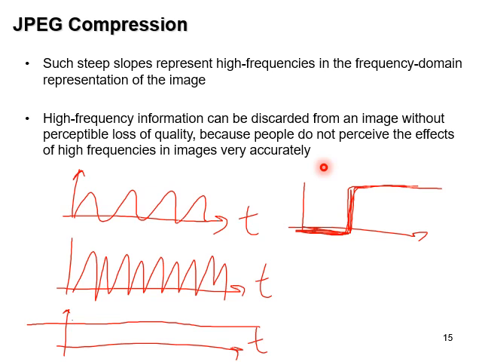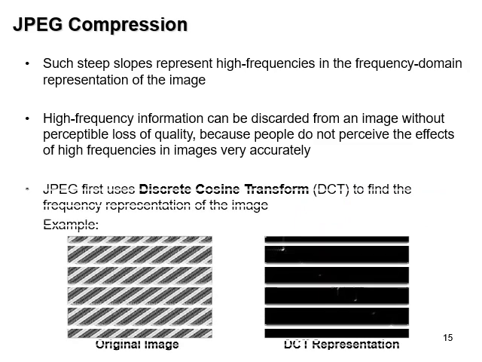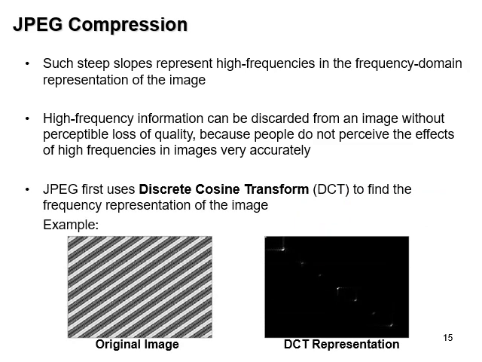But in order to be able to do that, you need some tool that can take an image and compute its frequency domain representation so that you can easily identify the low frequencies and the high frequencies. And that tool, as we will see now, is called the discrete cosine transform. The discrete cosine transform is very similar to the Fourier transform. It has the same objective. Like the discrete Fourier transform tries to find the frequency domain representation of an image, the discrete cosine transform does the same thing.